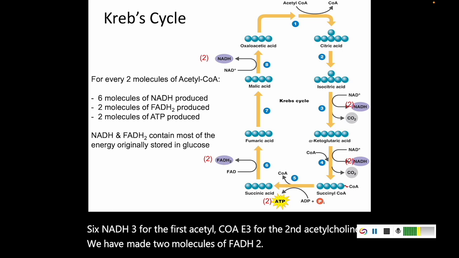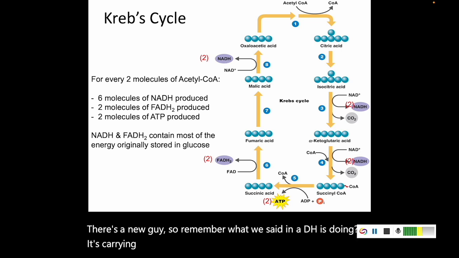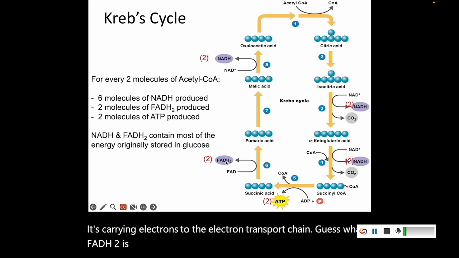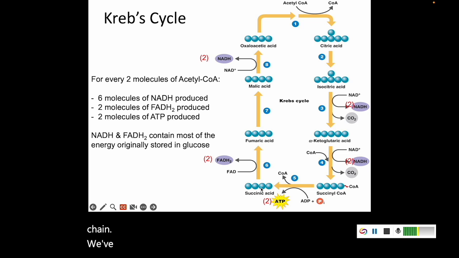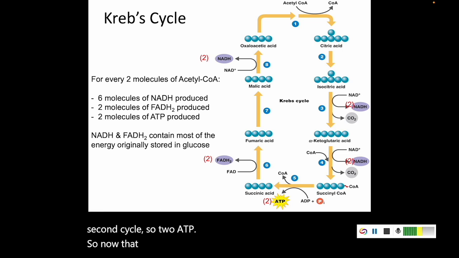Ooh, there's a new guy. So remember what we said NADH is doing? It's carrying electrons to the electron transport chain. Guess what FADH2 is doing? It's carrying electrons to the electron transport chain. We've also made 2 ATP, 1 for the first cycle, 1 for the second cycle. So 2 ATP.